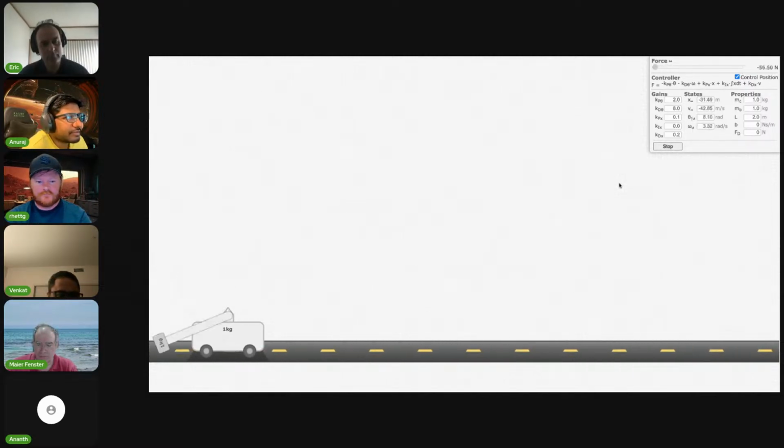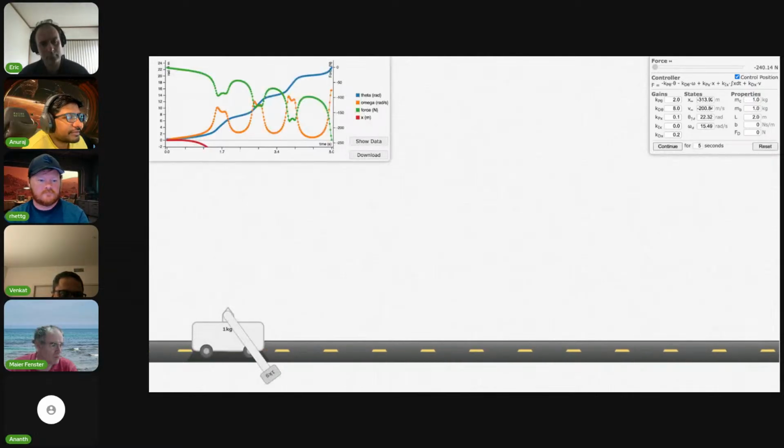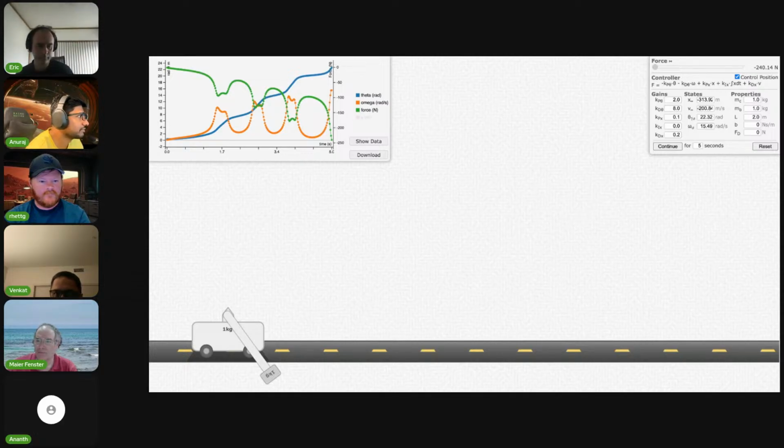But look what happens. Basically, it's like balancing a broomstick on your hand, and you don't get to control the angle, so you're not gripping it. You just have to move it. So I posted the link in the chat as well as in Discord. So pull it up and play around with this a little while.